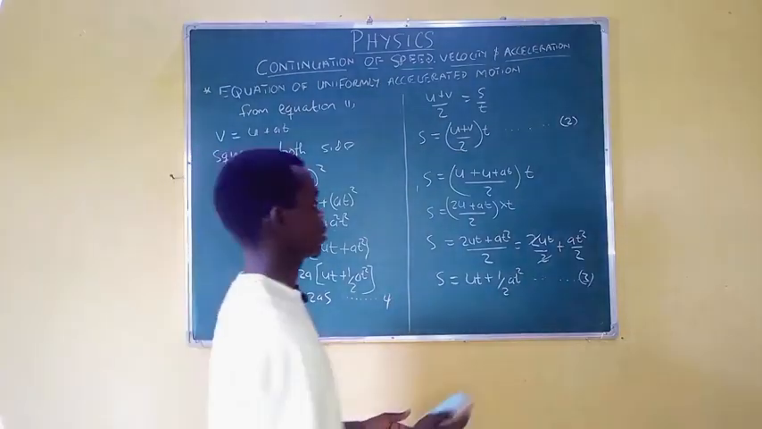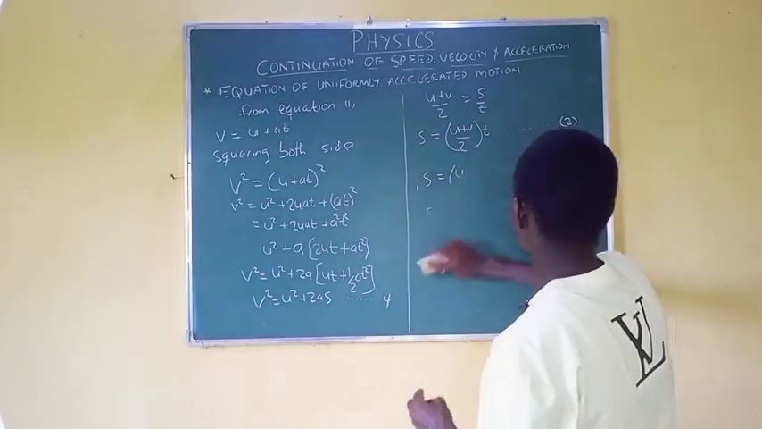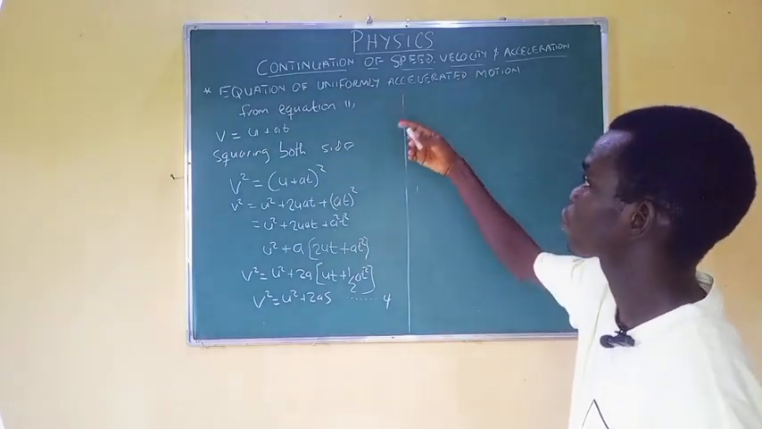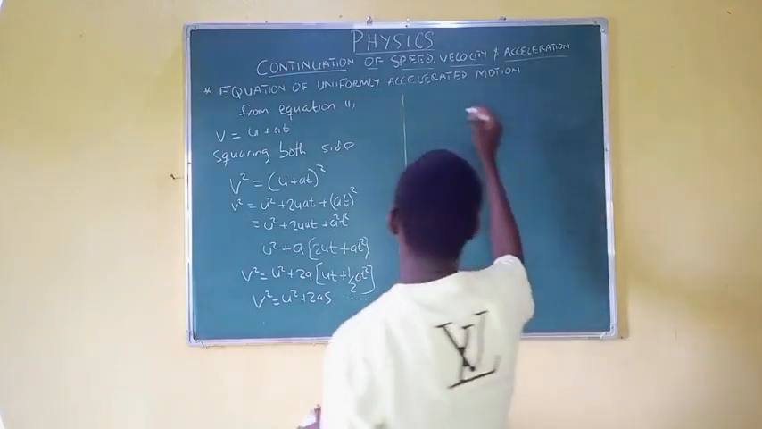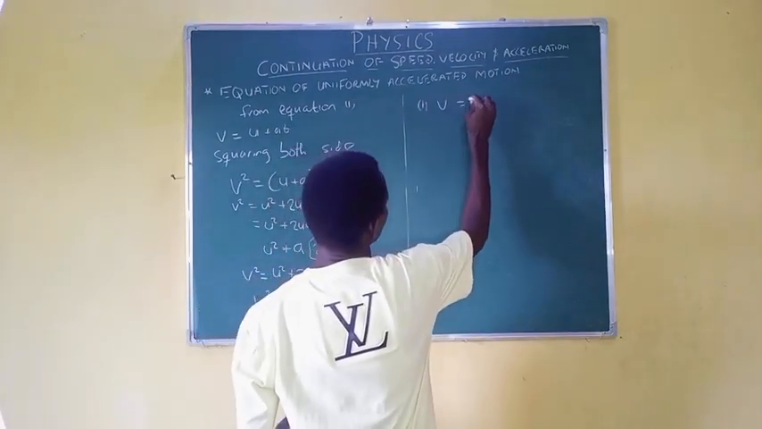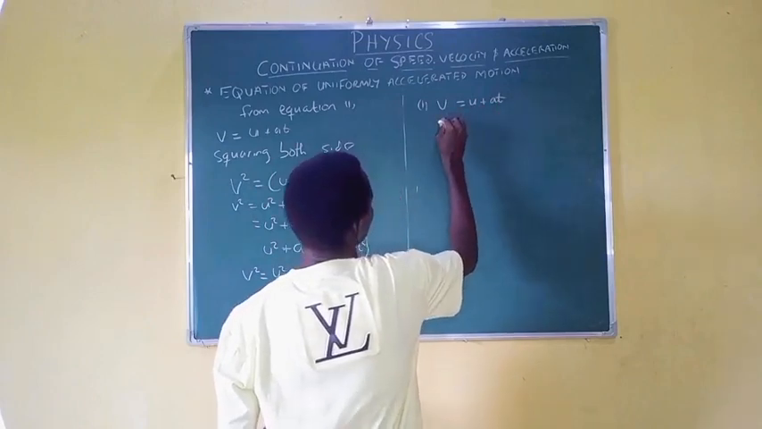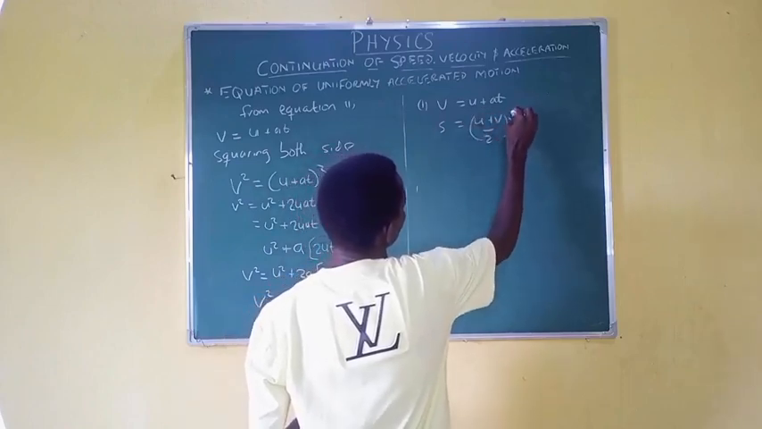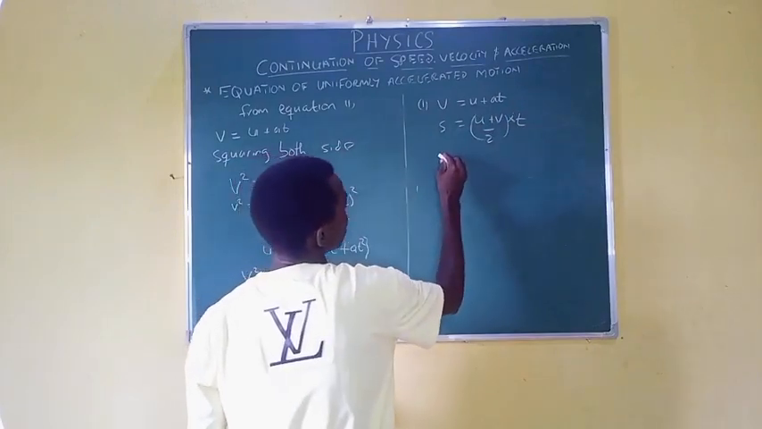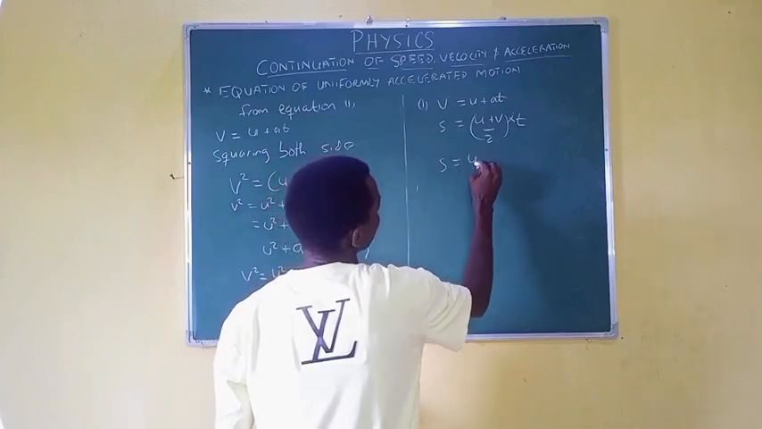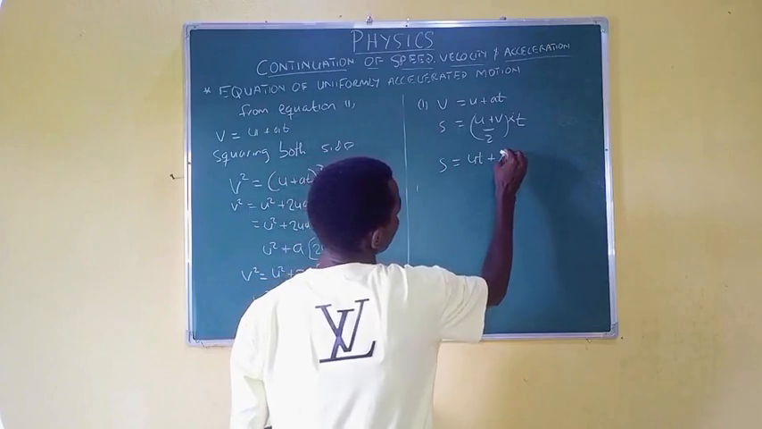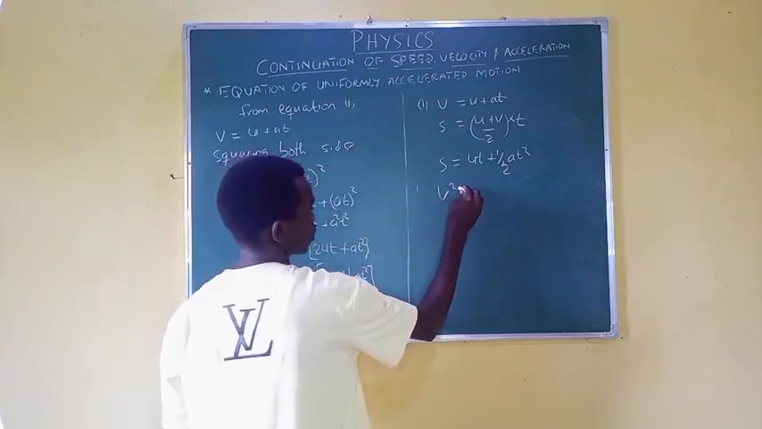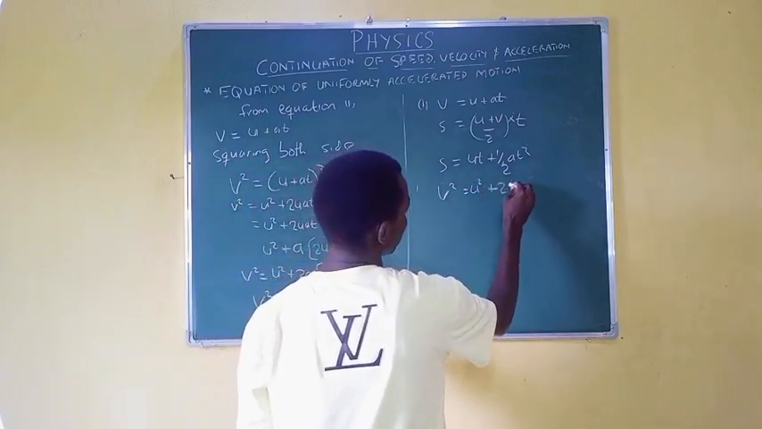So the four equations of uniformly accelerated motion are: first, v is equal to u plus at; second, s is equal to (u plus v) over 2 times t; third, s is equal to ut plus half at squared; and the fourth, v squared is equal to u squared plus 2as.